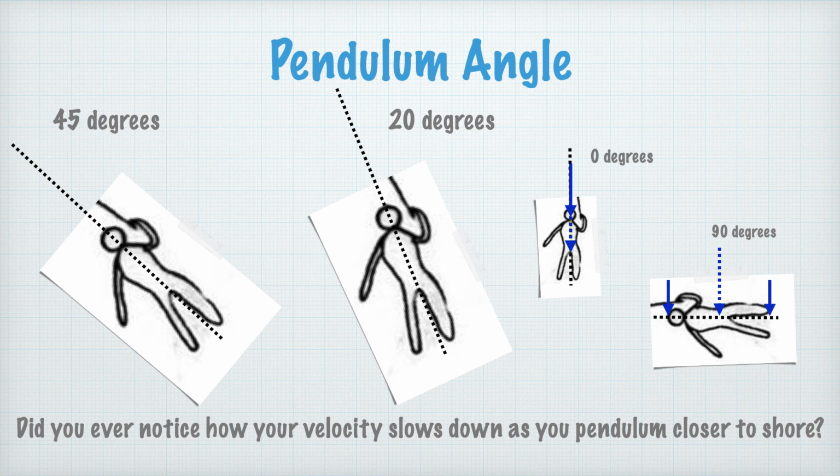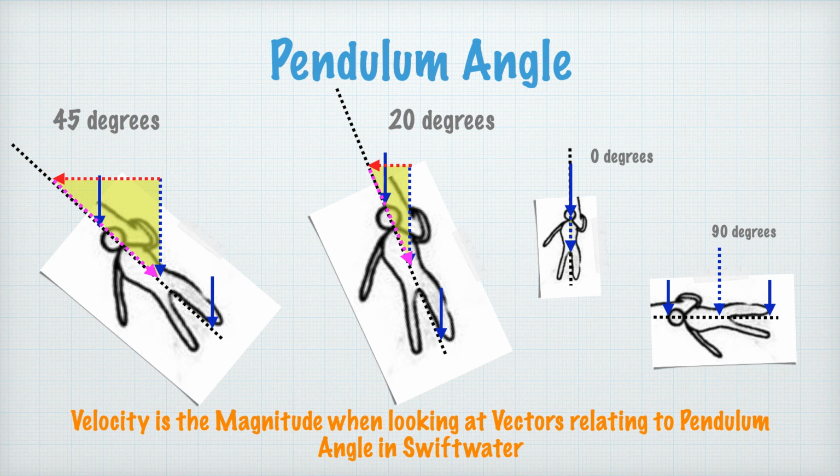And you may think back to when you've grabbed a throw bag and you've begun to pendulum to shore, how in the initial moments of that pendulum you're moving pretty quick, but the closer you get to shore, you start moving slower. Well, there's a reason for that. So if we look at the yellow triangles, the right triangles that we've drawn over our examples here, the dotted blue line represents the velocity of water. And speaking about magnitude, as we're talking about this pendulum effect in swift water, velocity is the magnitude, or I should say, is the value of the magnitude or the unit.